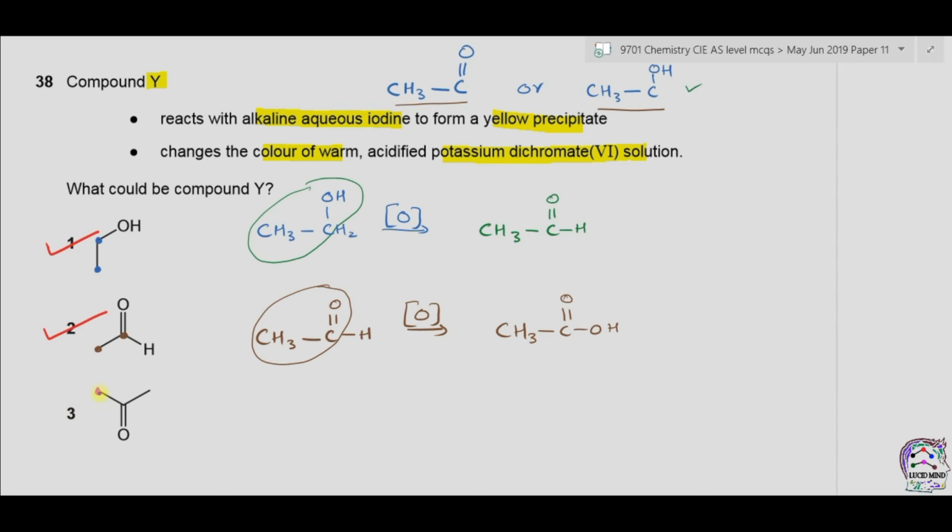For the third compound we can see that there are three carbon atoms and it is a ketone, so we can write CH3C=OCH3. Now a ketone cannot be further oxidized, so therefore it won't change the color of acidified potassium dichromate, but it does contain CH3C=O, which is responsible for the yellow precipitate in the first chemical reaction. So only one result is positive. The answer is therefore B.